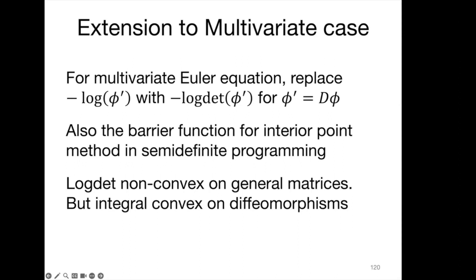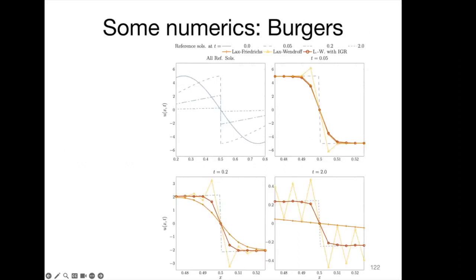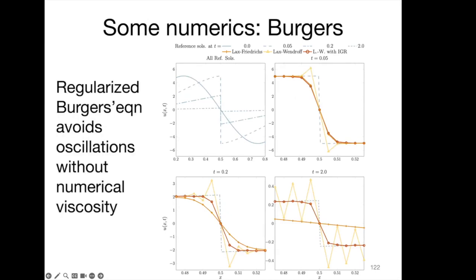I'm almost done. I just want to show a few numeric examples. When we apply this to the Burgers equation, if we use the Lax-Friedrichs scheme that introduces numerical viscosity, we see excessive energy dissipation. If we use the Lax-Wendroff scheme, which is a higher order scheme, we see Gibbs oscillations due to the singularity of the solution. But with a Lax-Wendroff scheme with information geometric regularization, we get something that is stable but avoids the excessive diffusion of the Lax-Friedrichs scheme.